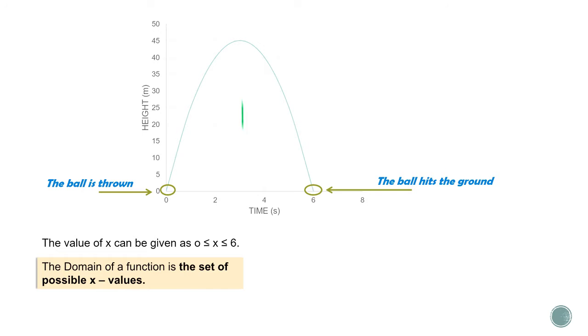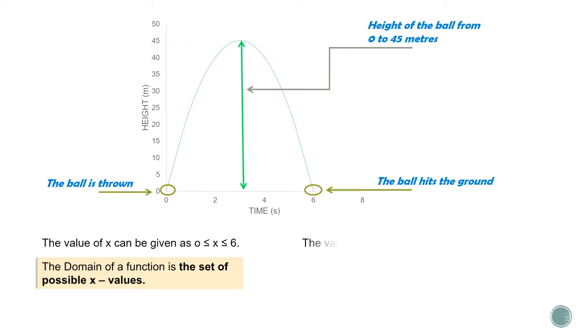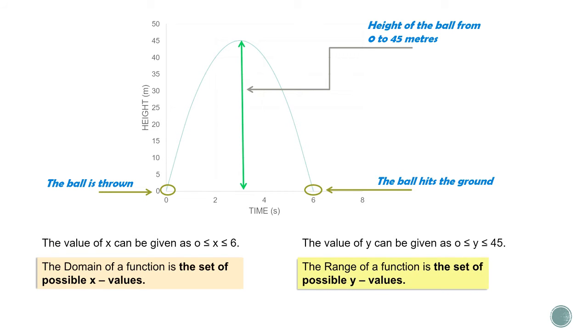Similarly, if we go ahead and try to read the y-axis, it shows us the height that the ball will attain in this entire event, and it is attaining the maximum height of 45 from 0 meters, which can be represented in this way: 0 ≤ y ≤ 45, which is your range of the given function. And in a broader way, we can say that the range is the set of all the possible y values of a function.